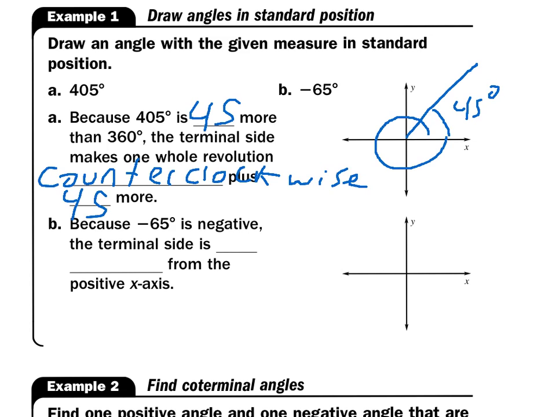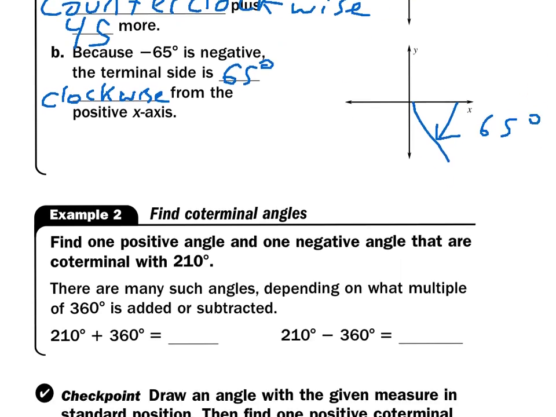And if I'm going to do negative 65, I'm going to go clockwise this time, 65 degrees clockwise. That's going to get me down here, 65 degrees. You'll be asked to do that in your homework.